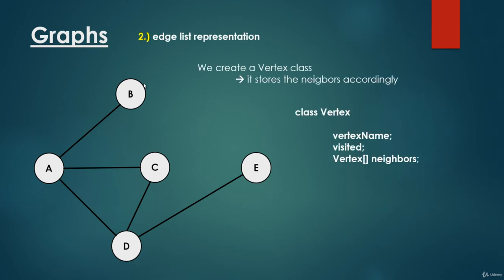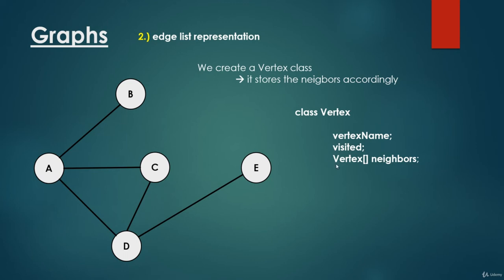Edge list representation is a different approach. We create a vertex class in Java or Python or whatever programming language we prefer, and it stores the neighbors accordingly. We have a vertex. Every single vertex, as you can see, has a vertex name A, B, C, D and E. We have to track whether we have already visited that given node or vertex or not, so that's why we are going to have a Boolean flag assigned to every single node in the graph to be able to track whether we have visited the node B or not, for example, or node C, node E, and so on.